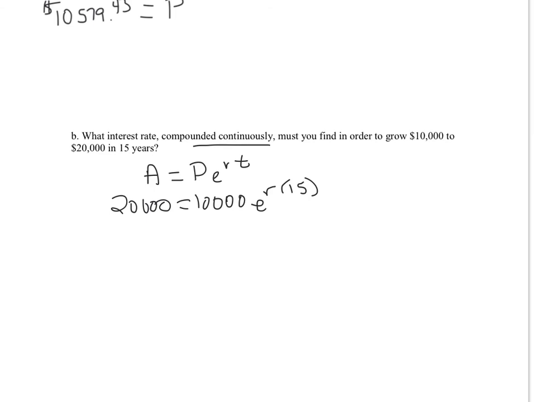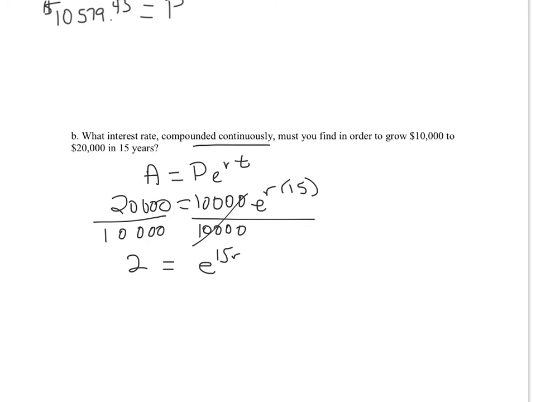I want to know in 15 years what would be the interest rate I would need for that money to double. Now, one thing I can do, remember we had said in an earlier lesson, since this 10,000 on the right is being multiplied times e raised to the exponent that has the variable in it, I can make this simpler if I go ahead and divide each side by 10,000 first. That is perfectly legal to do. And that will give me 2 on the left equals e to the r times 15, which we would write as e to the 15r power.